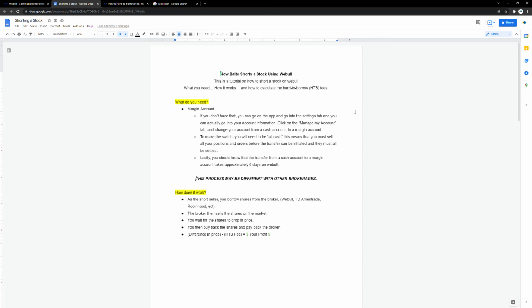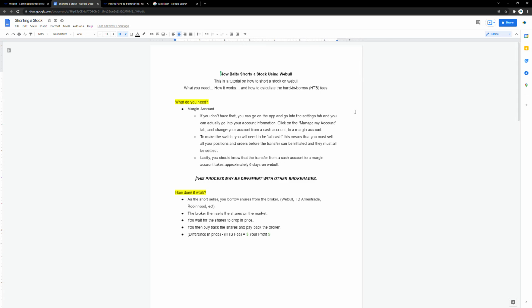So if you do want to get into shorts, you will have to open up a margin account or switch your account. If you don't have that, you can go into the Webull app, go into the settings tabs, and go into your account information, click on the manage my account tab. It'll be in blue, and you will see the option to change your account from cash account to margin account.